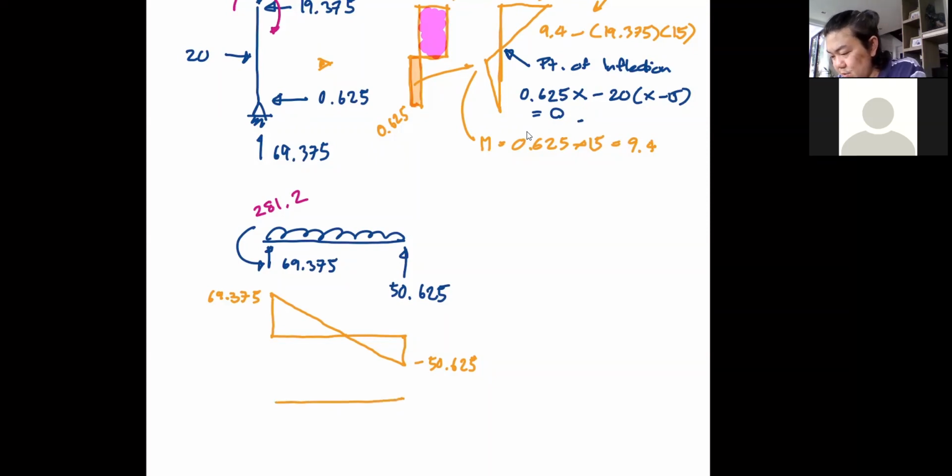Okay, so this will come down to be minus 281.2. Then again, the positive shear area here would bring your moment up. Whether or not it will reach a positive value, you have to do some calculation, and it appears to be the case.